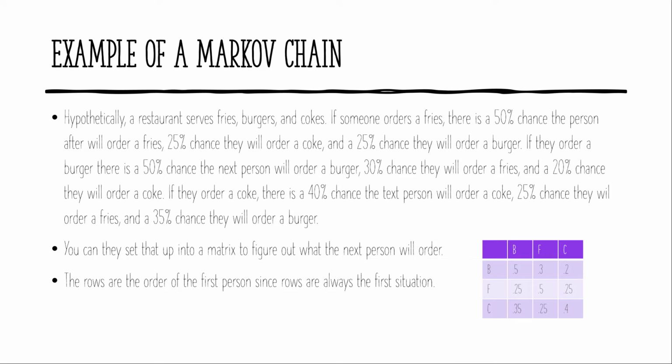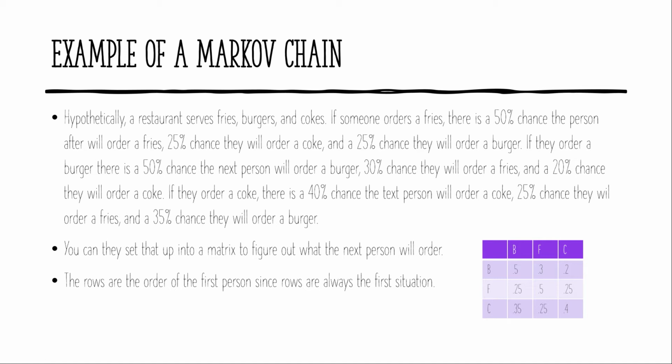If a person orders a burger, there's a 50% chance the next person will order a burger, 30% chance the next person will order a fries, and 20% chance they will order a coke. If they order a coke, there's a 40% chance the next person will also order a coke, 25% chance they will order a fry, and 35% chance they will order a burger. You can now set that up into a table to see which the next person will order.